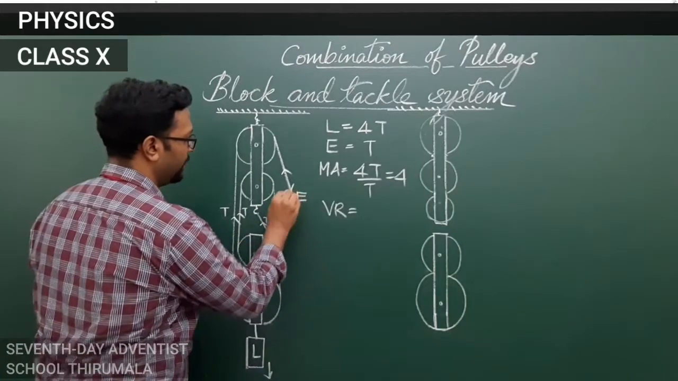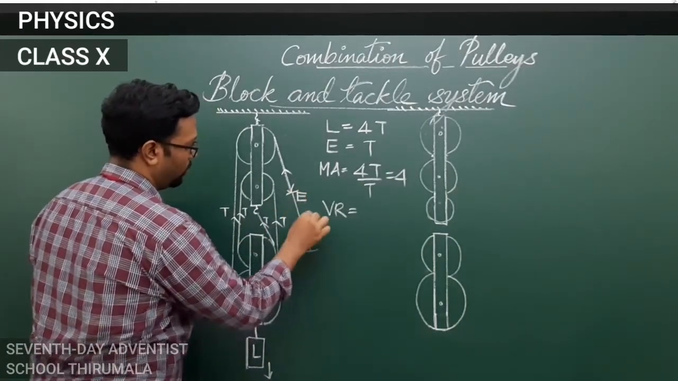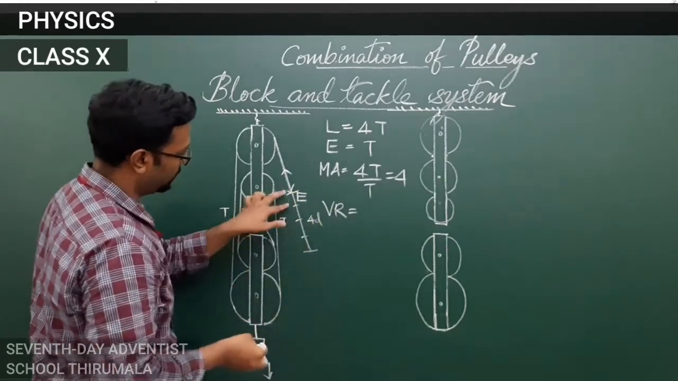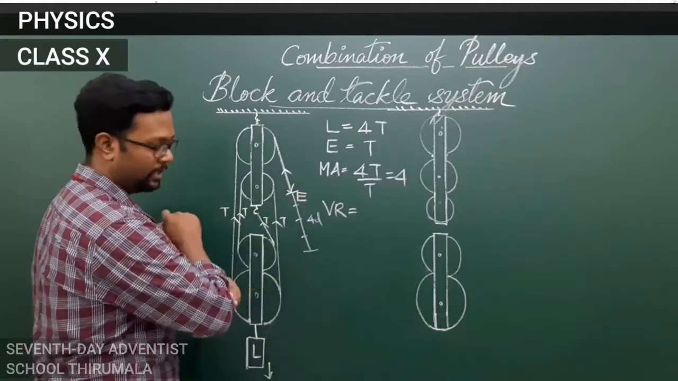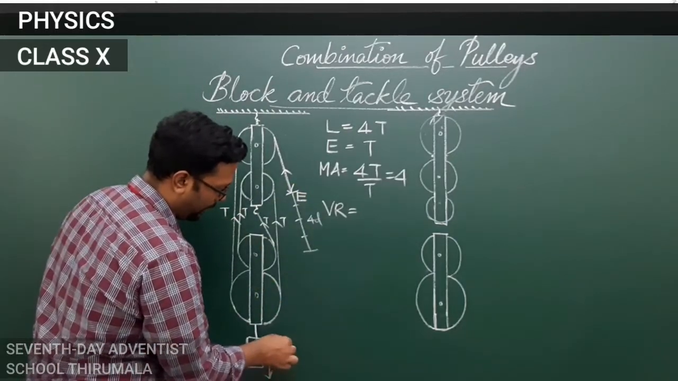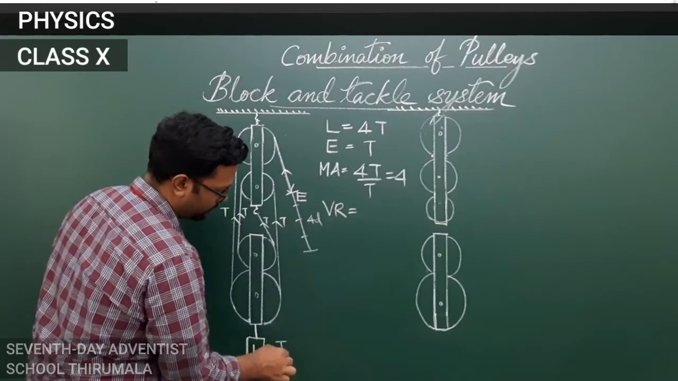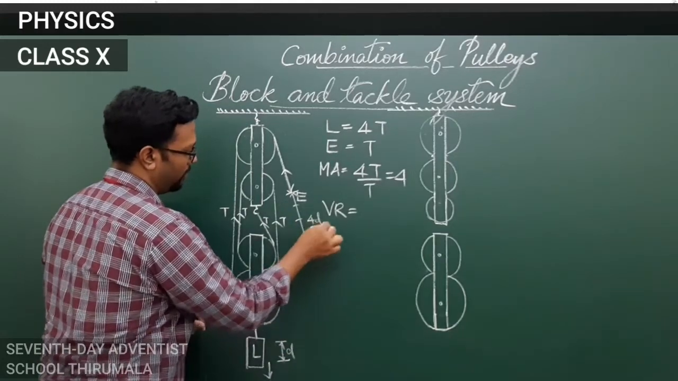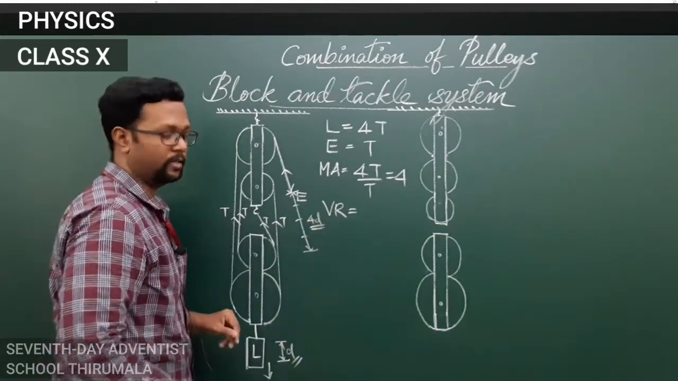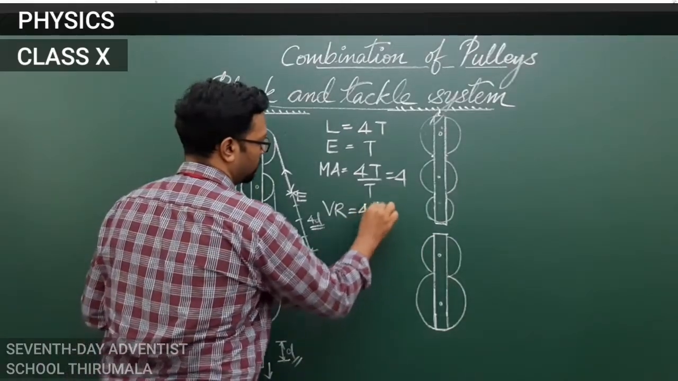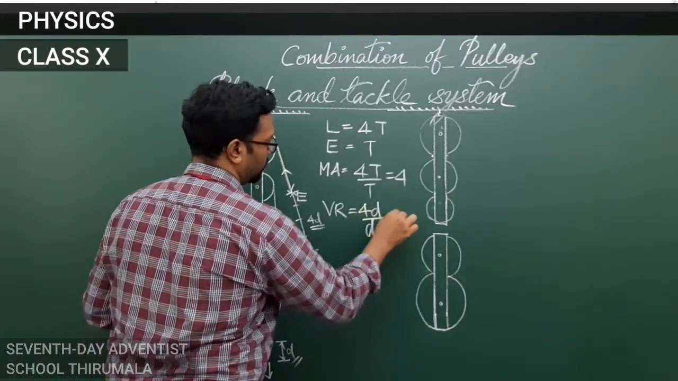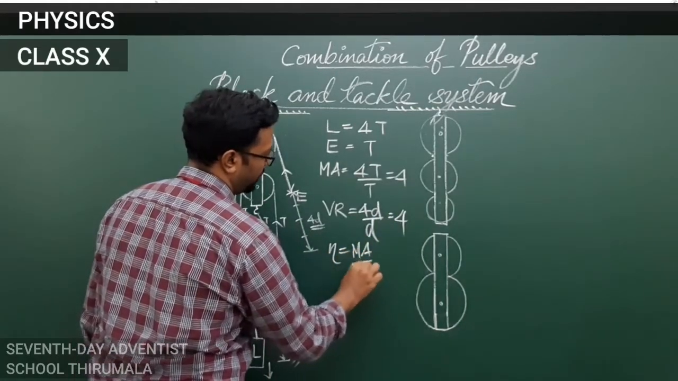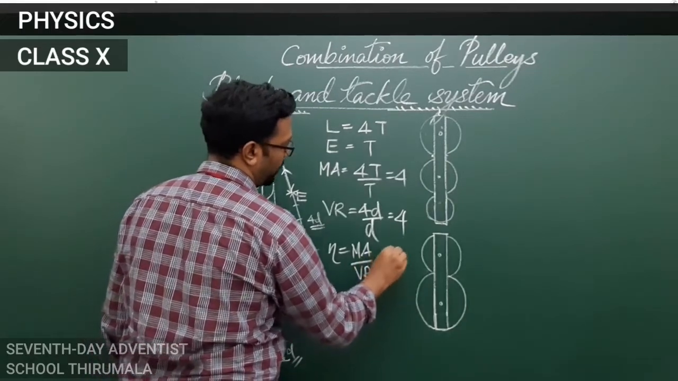if the effort moves a distance of 4 distance, that is, if you are pulling the rope this much distance, the load will be moving only a distance of D. So if effort moves 4 distance, the load will be moving only a distance of D. Efficiency will be mechanical advantage by velocity ratio, which is equal to 100%.